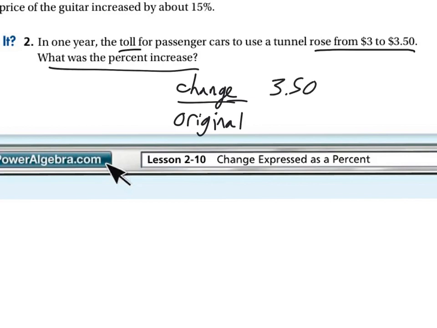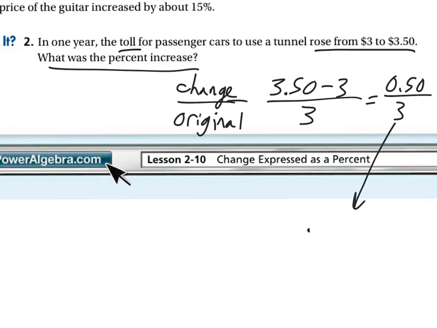So the change is the difference in the price there. So $3.50 minus $3, and then the original price was $3. So if we subtract that, it's a difference of 50 cents compared to $3. So 0.5 divided by 3, and this one comes out to 0.16, and then the 6 is repeating. The last digit on your calculator, it's going to round it off to a 7.